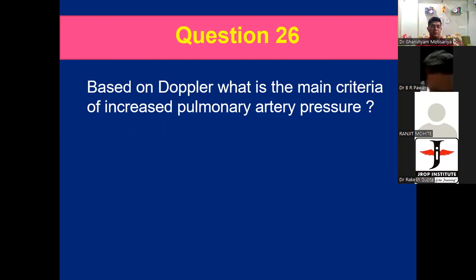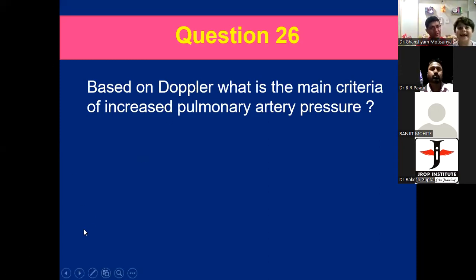Based on Doppler, what is the main criteria of increased pulmonary artery pressure? Can you repeat the question, sir? It's there in front of you. This is the question based on Doppler. The main criteria is the Doppler flow velocity of tricuspid regurgitation. Add RA pressure to it, you will get the peak pulmonary artery pressure. I want to convert my peak pulmonary artery pressure to mean pulmonary artery pressure. How do I correct it?